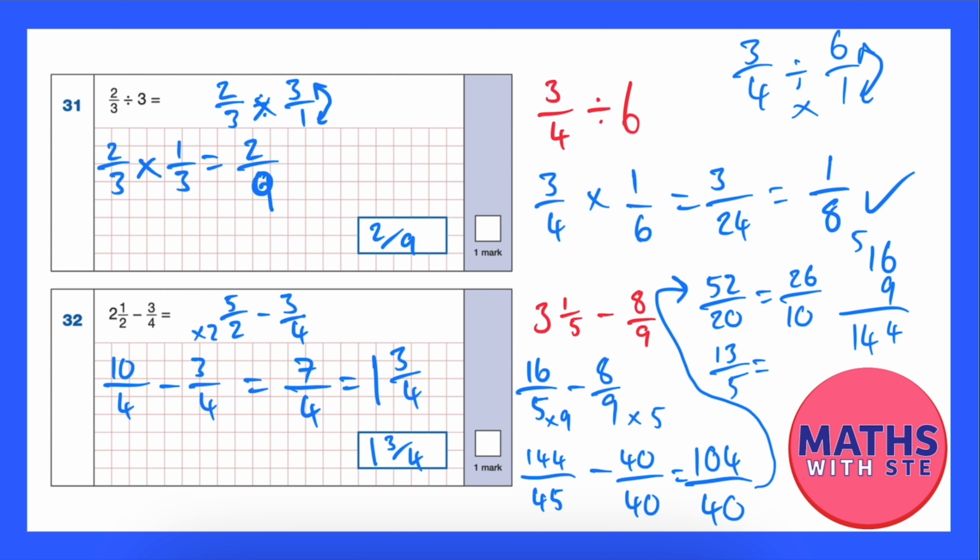And now I just need to change it into a mixed number fraction. 13 divided by 5, it goes 2 times, 3 left over out of 5. And let me just make that really clear for you. This one here is the final answer.